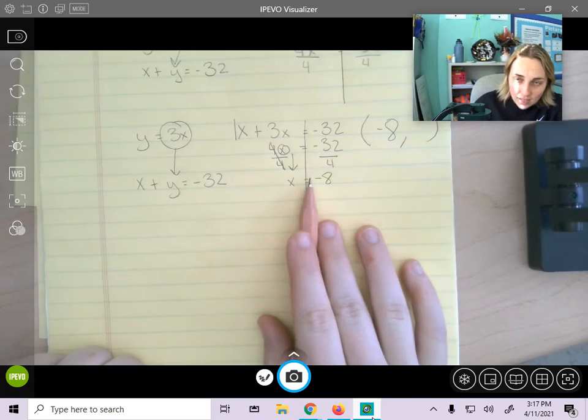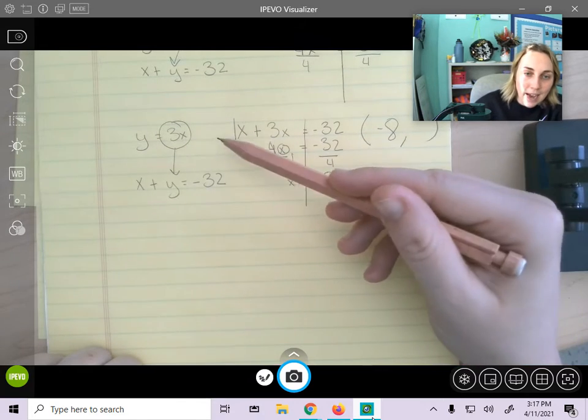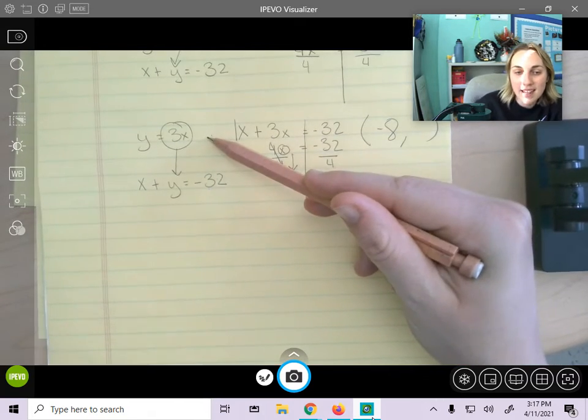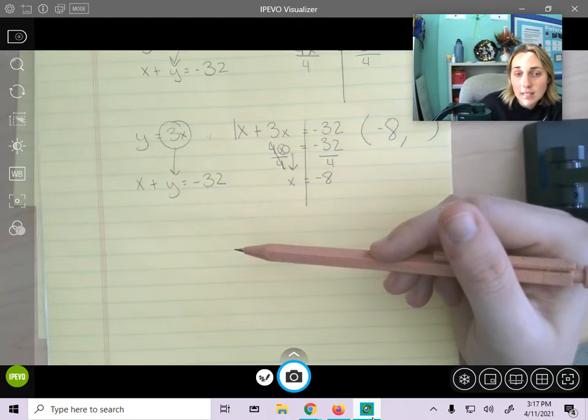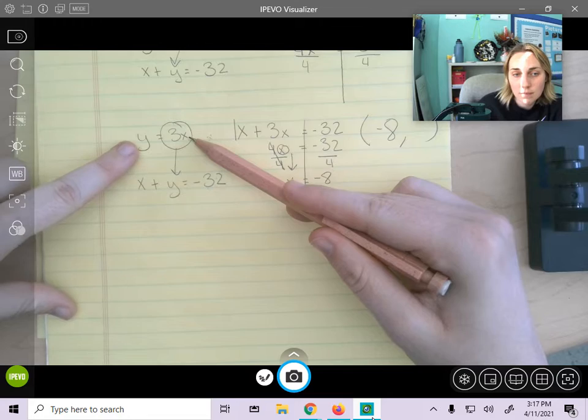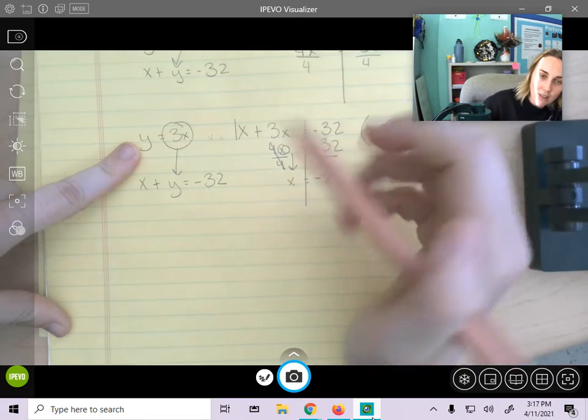So now that I have my x value, I can substitute that into either one of these equations and solve for y. I just have to do what I think is the easiest one. For me, the easiest one is going to be this one right here. So I'm going to plug this negative 8 into here.